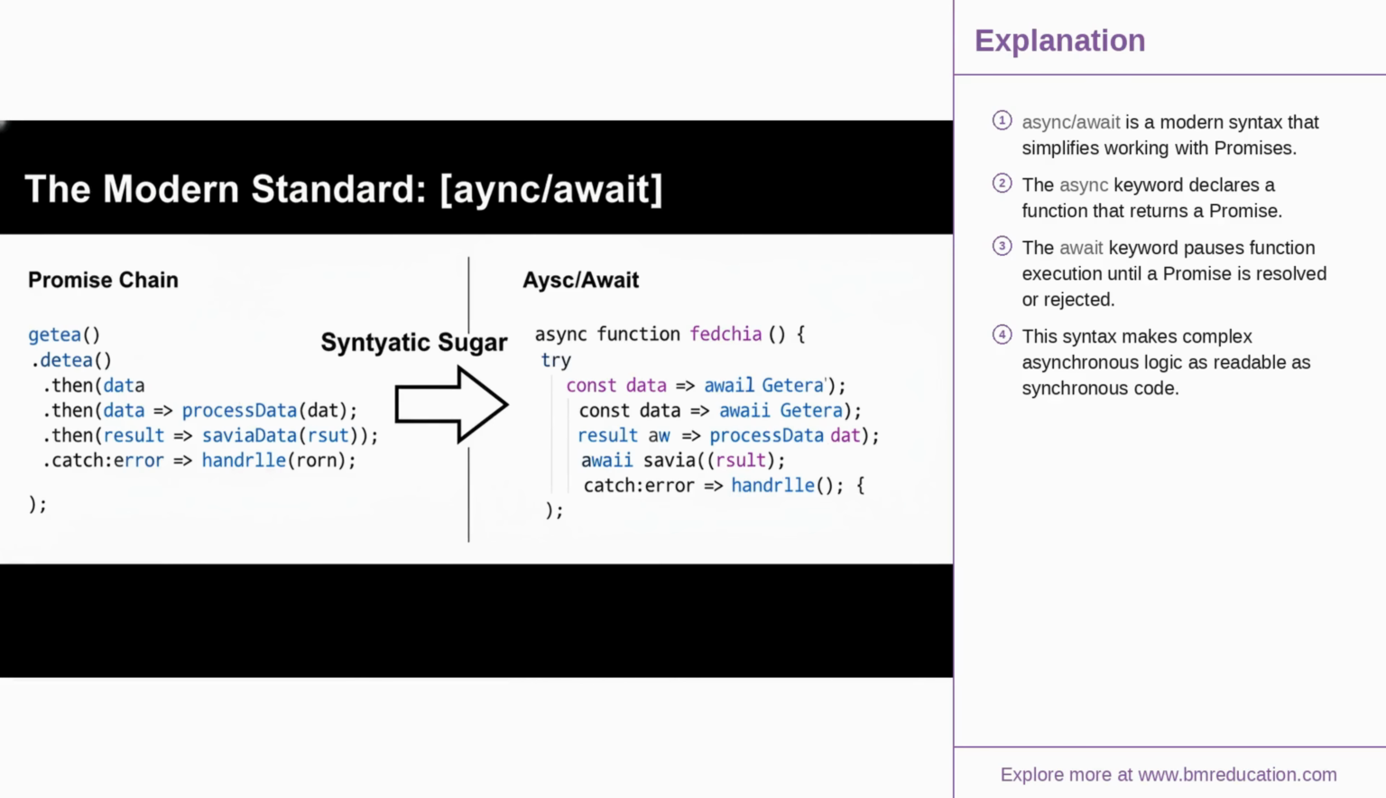This is syntactic sugar that lets you write asynchronous code that looks and behaves like synchronous code. By marking a function with the async keyword, you can use the await keyword to pause execution until a promise settles. And the best part? This brings us full circle, allowing us to use our old friend try-catch for asynchronous code.